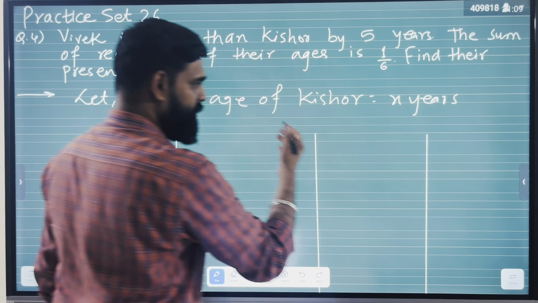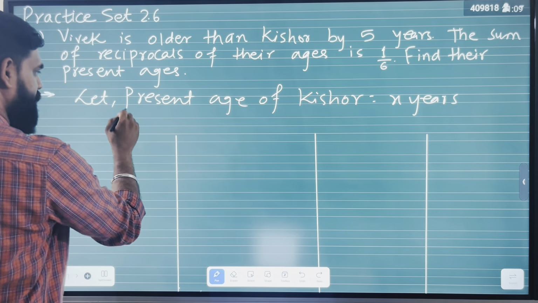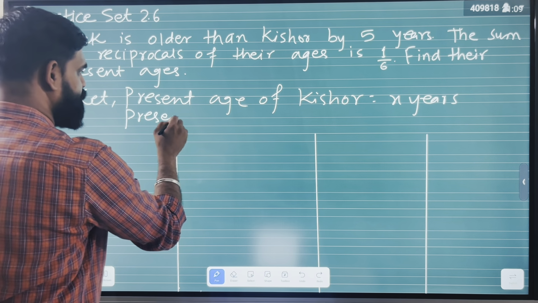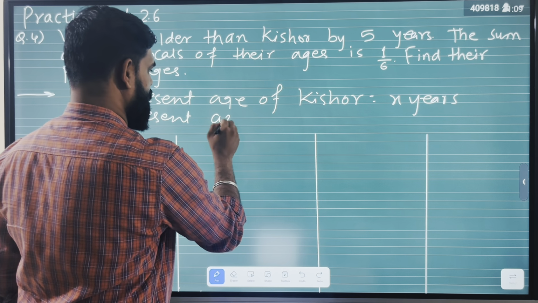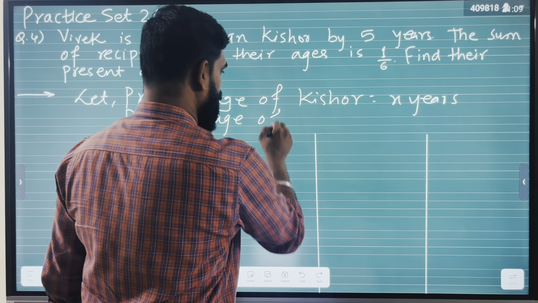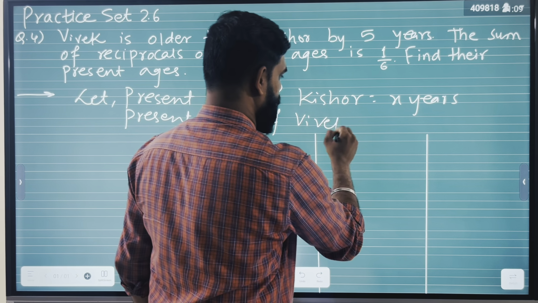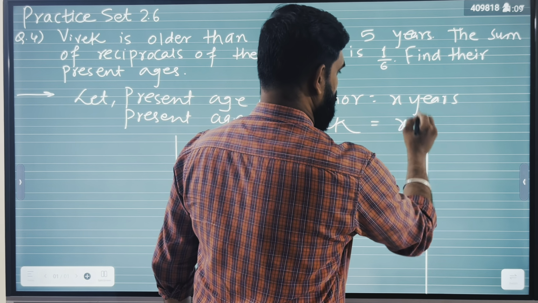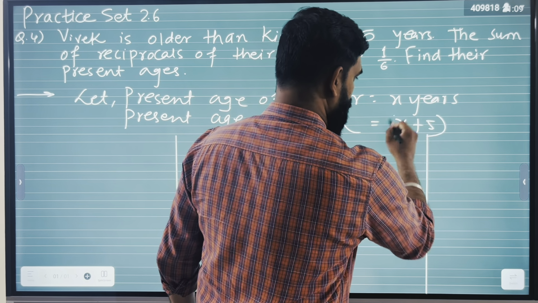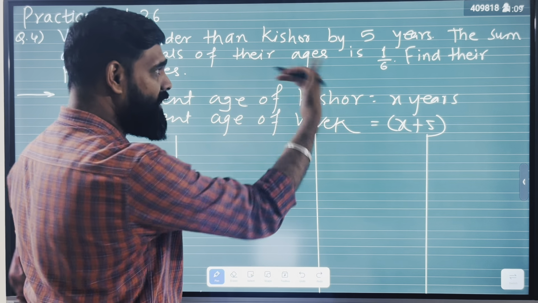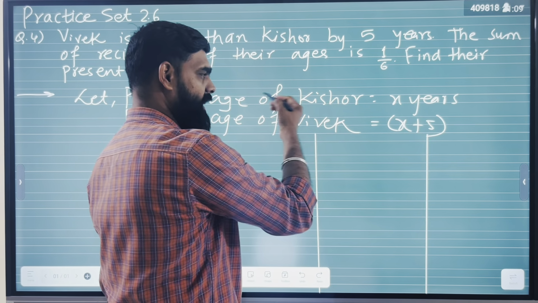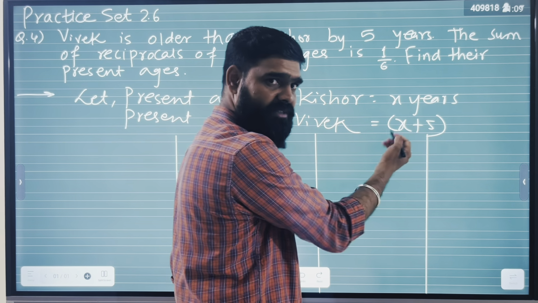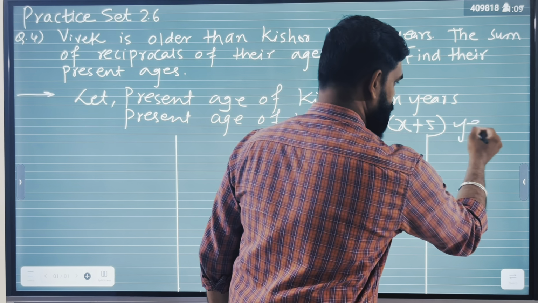So if present age of Kishore is x years, then present age of Vivek will become x plus 5 because Vivek is older than Kishore. So we have to add this 5 in the present age of Kishore, that becomes x plus 5 years.